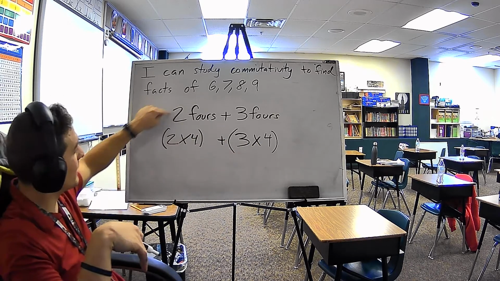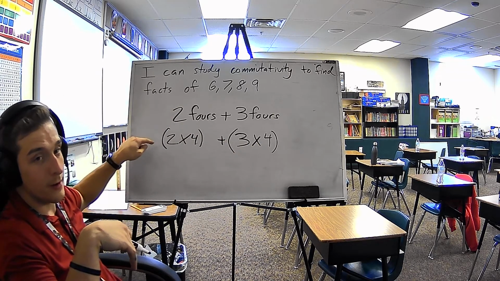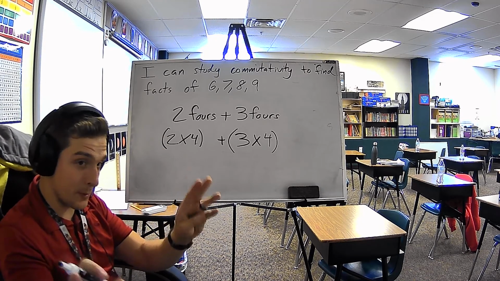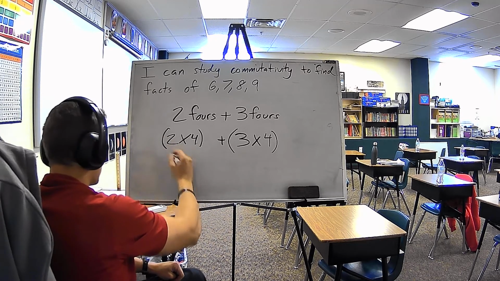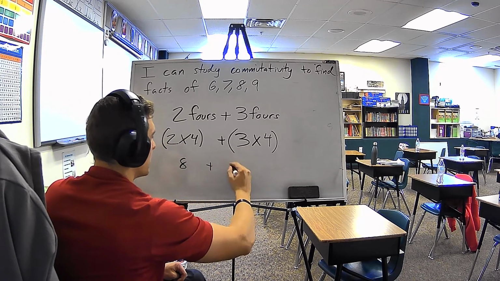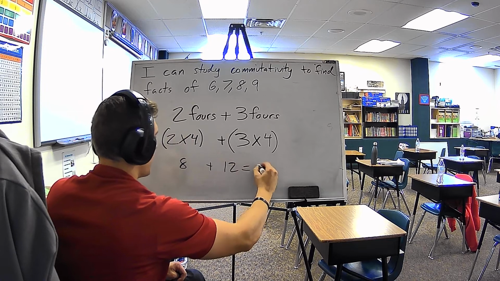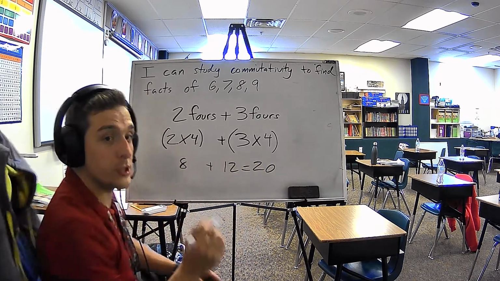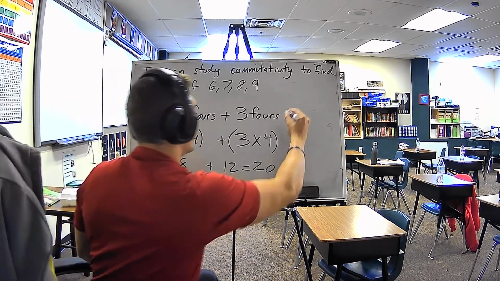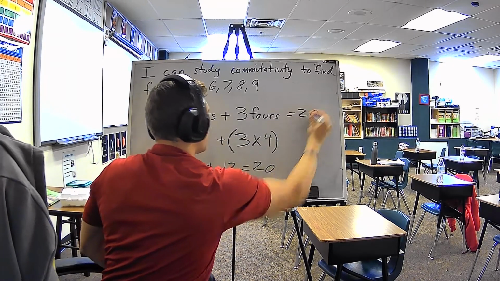times 4. Once again, these are saying the same thing. They look a little bit differently visually, but they're saying the same thing. Remember that. And I can go ahead and solve this. 2 times 4 is 8, plus 3 times 4 is 12. Add that up together, you get 20. Which means I know that 2 4s plus 3 4s is equal to 20.